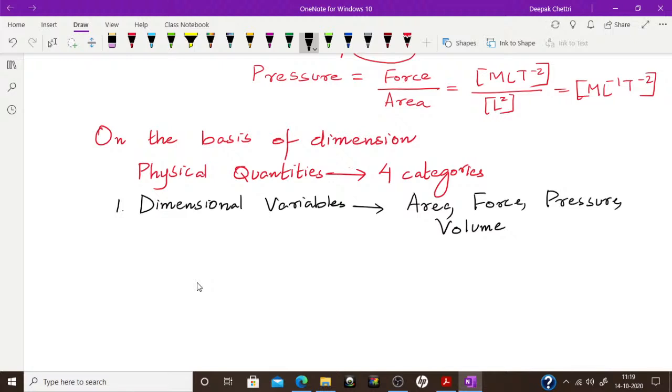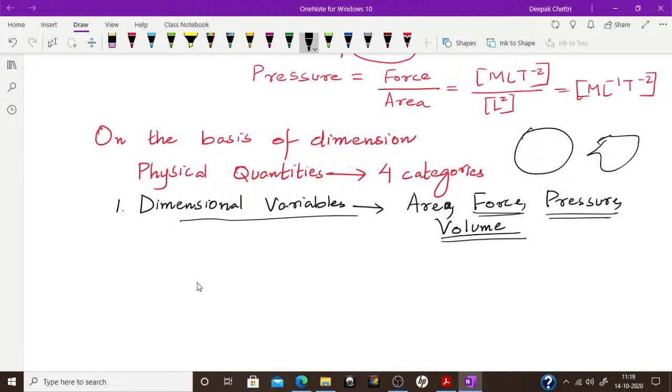Why? Because first of all they have dimensions, and also they are variables. They are variables because area will keep changing, depending on the shape, size, and the thing that you are measuring. Area is not a fixed quantity. Force also changes, pressure also changes, and volume also changes. So that's why these quantities are called dimensional variables, because they have dimensions and they are variables.